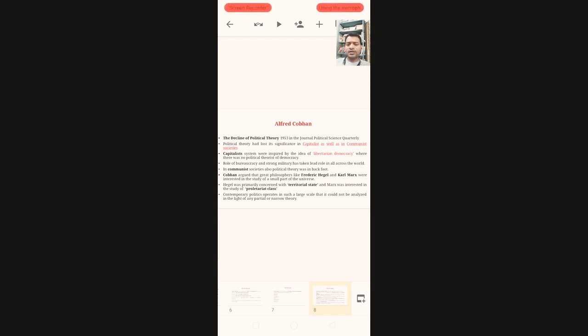Kuhn argued that even these great scholars were interested in the study of only a small part of the universe. Even these people were not trying to understand the processes of social or political development in a very comprehensive way. Perhaps that is one reason the German idea of Marxism, because Karl Marx was basically a German thinker and Hegel also a German thinker, emerged and developed in Europe, but it was never applied, or never could any country adopt the true path of communism or socialism in the true sense. So Hegel was primarily concerned with the territorial state, and Marx was interested in the study of the proletariat class.